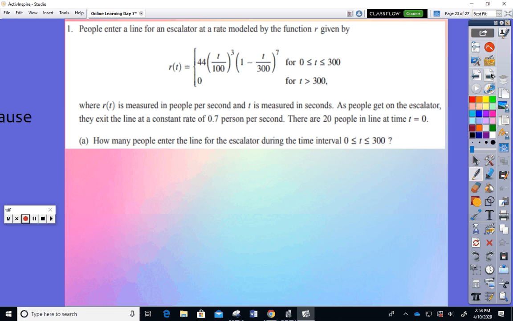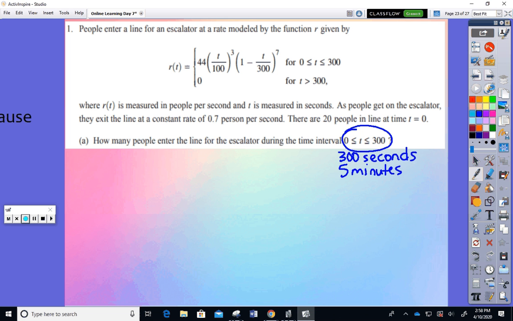So how many people enter the line for the escalator during the time interval from 0 to 300? So R of t is measured in people per second, and t is measured in seconds. So 0 to 300 would be 300 total seconds. So if you divide that by 60 seconds, you're talking about the number of people that get in line for an escalator during a 5-minute period. And I'm fairly certain it won't be like in the billions. Unless it's very, very crowded at Macy's during the holidays in New York or something like that.